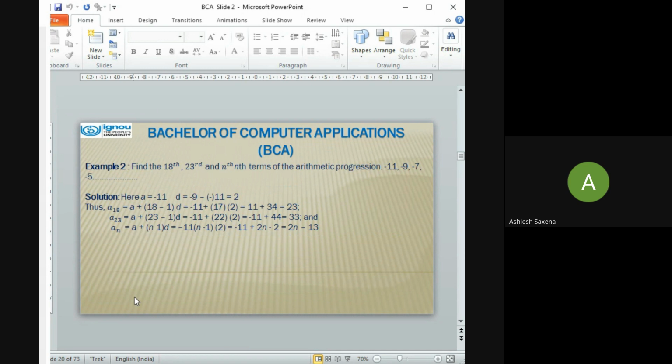Now see, we will apply the formula a plus n minus 1 into d. You have to find the 18th term, 23rd term, and nth term of the arithmetic progression minus 11, minus 9, minus 7, minus 5. Four terms are being given to you, and you have to evaluate the 18th term. So here in the problem, what is your a?